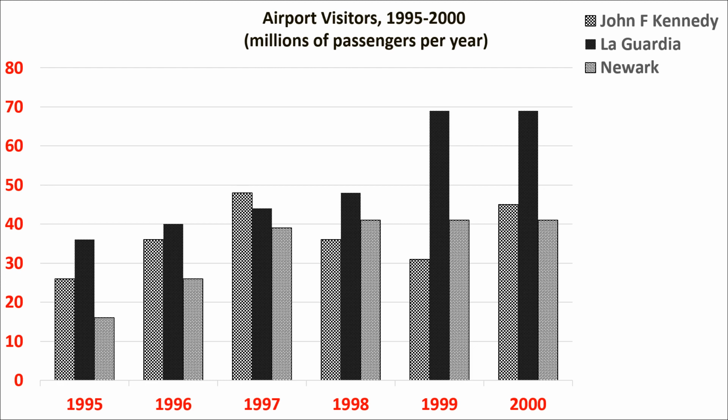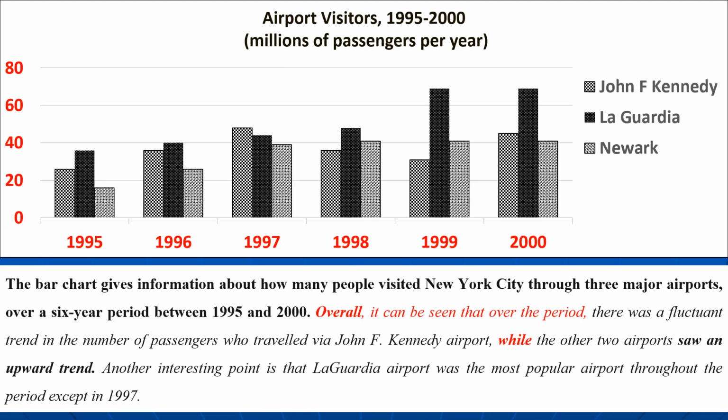Then, in the body paragraphs, John F. Kennedy fluctuated and Newark increased and stayed the same. So these two you can write in one, or John F. Kennedy in one paragraph, LaGuardia and Newark Airport in another paragraph. Okay, we have a sample question answer here, which I'm going to share with you in a few minutes, and you can pause the video, look at the graph and match the description there.